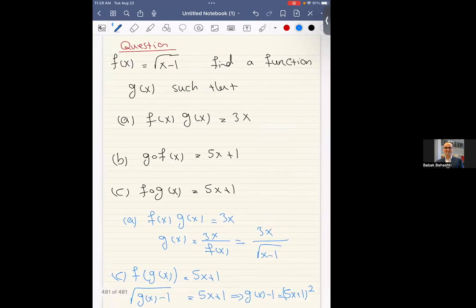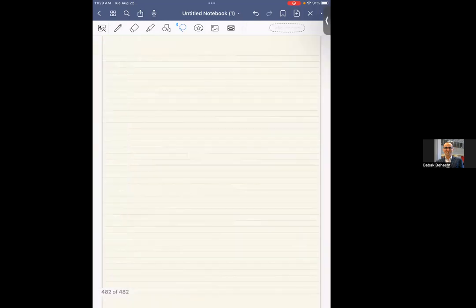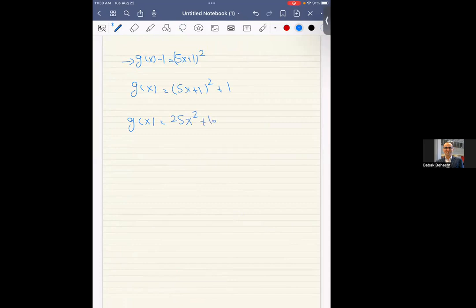So that means g of x minus 1 is 5x plus 1 squared. So g of x is just 5x plus 1 squared plus 1. So g of x is just 25x squared plus 10x plus 2. Okay.